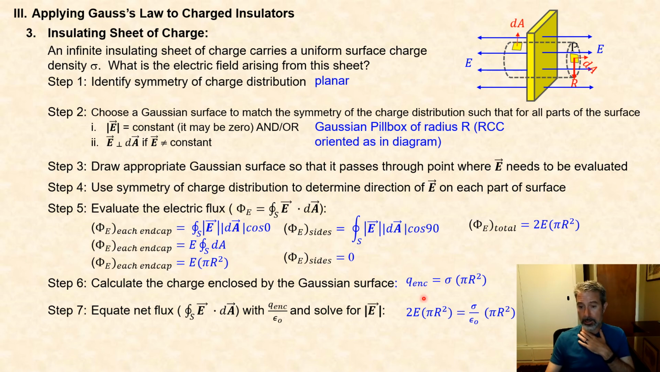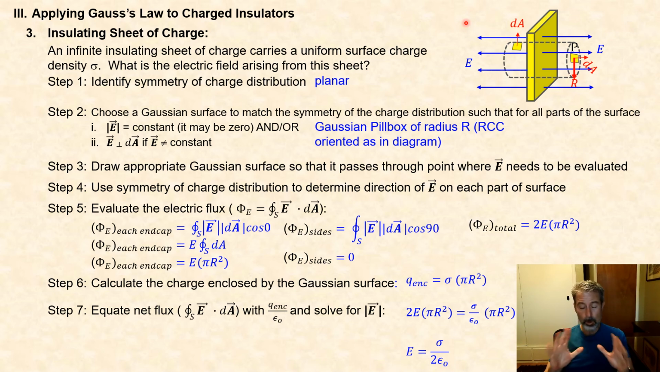We see here that the pi r squared factor exists on both sides. When you think about it, that should only make sense. Why should the strength of the electric field have anything to do with the size of the Gaussian surface that we chose? There should be no dependence on the area of an end cap. That would make no sense. So that cancels out, in which case the electric field is this simple expression, sigma over 2 epsilon naught.